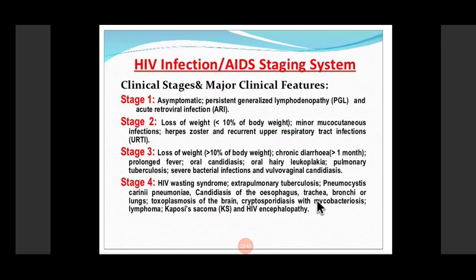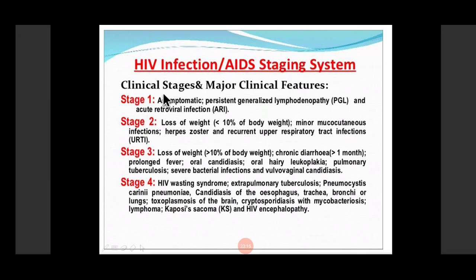Then coming to the clinical stages. Clinically, how will the patient present to us? There are multiple stages of HIV. Stage 1 is asymptomatic, and usually the patient has persistent generalized lymphadenopathy, acute retroviral infection. Usually the patient has mild generalized lymphadenopathy, and sometimes the patient can have fever for a very short duration, and usually most of the patients are not diagnosed at stage 1. Okay, so this is the phase of acute viremia.